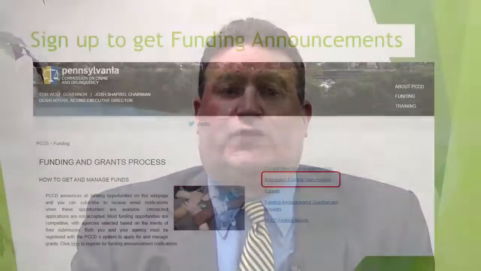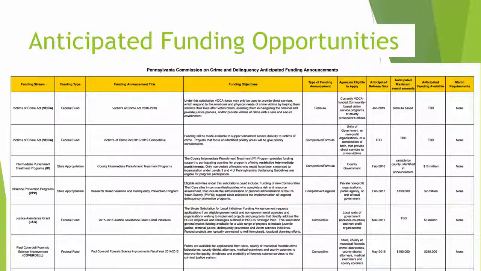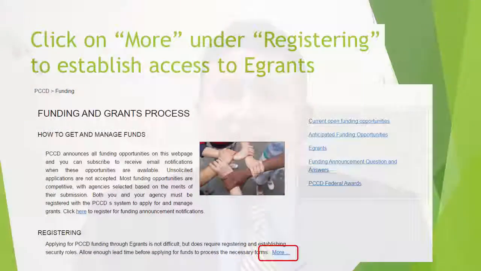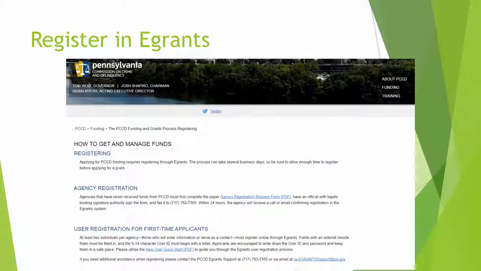It can also be useful to click here to review this resource that lists anticipated funding opportunities. This table features a list of upcoming announcements and expected release dates, along with brief descriptions of the various funding streams. In addition to registering to receive funding announcements via email, you'll want to register your agency in eGrants. Clicking More under Register will take you to this page that outlines how to get started. Be sure to allow several days to complete all of the required steps for this process.